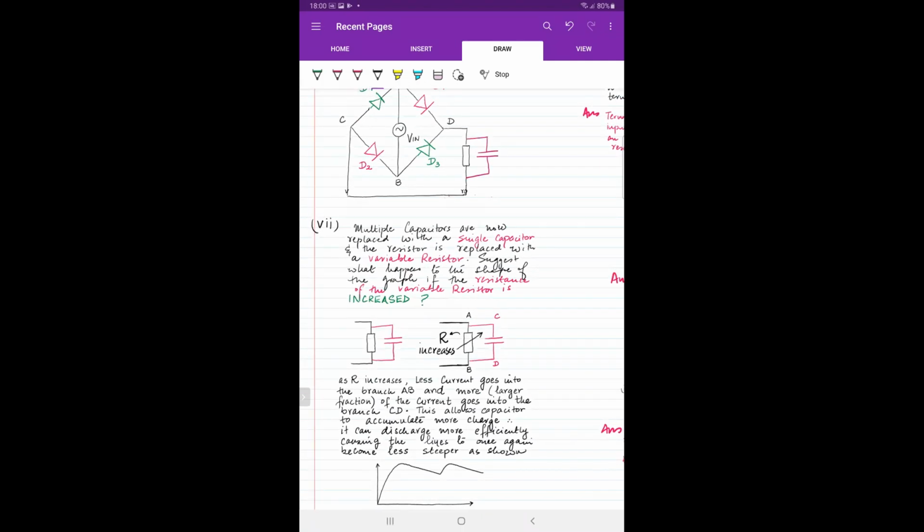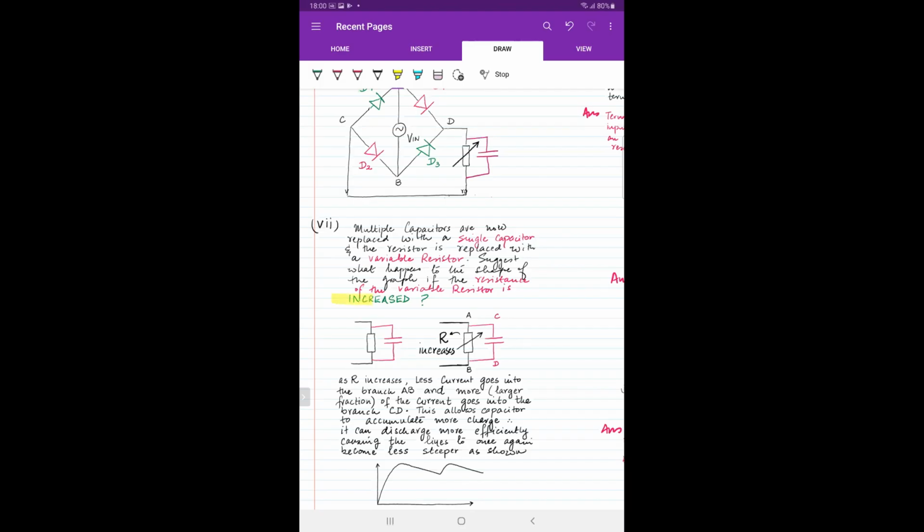Multiple capacitors are now replaced. We did this part in the last class as well. Multiple capacitors are now replaced with a single capacitor, and the resistor is replaced with a variable resistor. So I'm making the change on the diagram. Multiple capacitors are replaced by a single capacitor, and the resistor replaced with a variable resistor. Suggest what happens to the shape of the graph if the resistance of the variable resistor is increased.